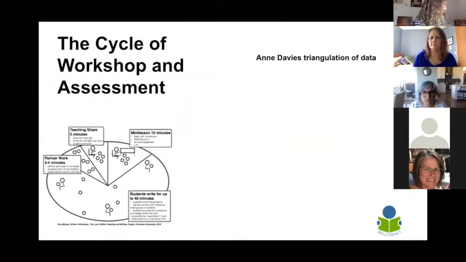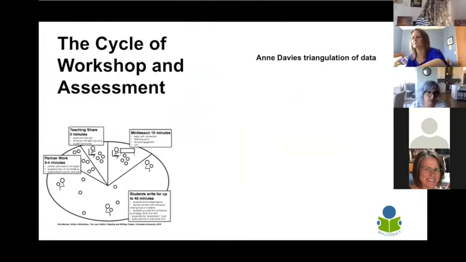Yeah, so I'm just going to talk a little bit about what assessment can look like within the workshop. If you are just joining us for the first session today, we've talked a lot about what the cycle of workshop looks like, and perhaps what are areas that we can do assessment in. So we have our mini lesson, clear, concise, concrete, 10 minutes, and then the students are writing up to 40 minutes, and in that time is when you're conferring.